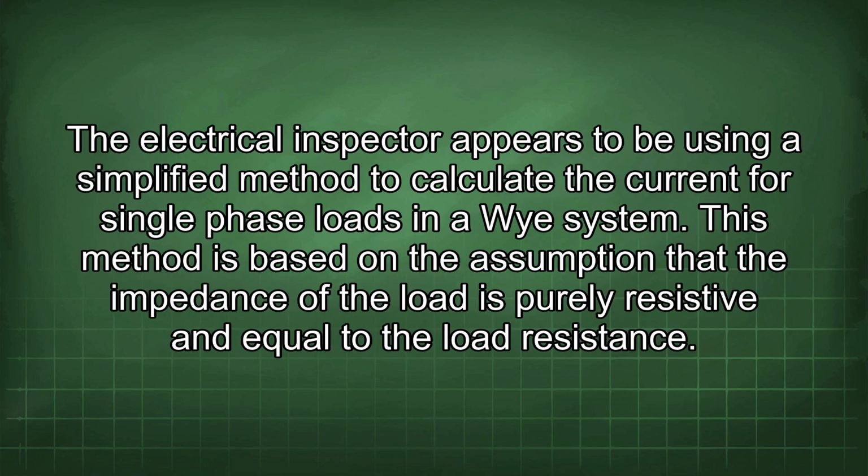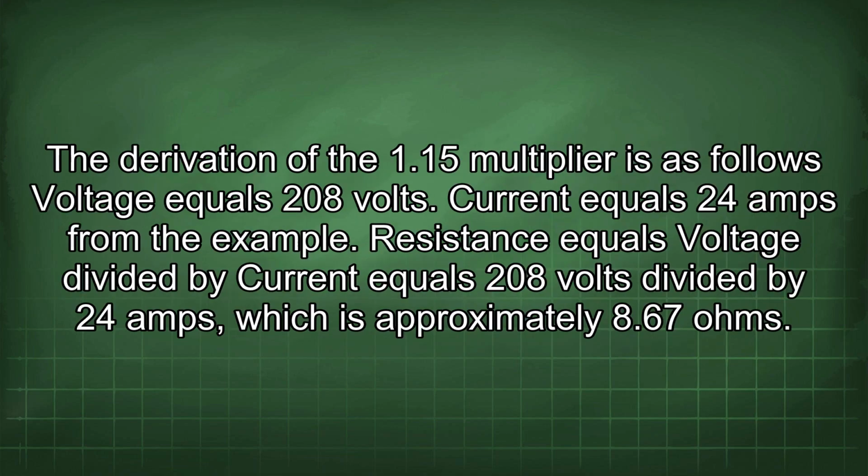The electrical inspector appears to be using a simplified method to calculate the current for single-phase loads in a Y system. This method is based on the assumption that the impedance of the load is purely resistive and equal to the load resistance. The derivation of the 1.15 multiplier is as follows: voltage equals 208 volts. Current equals 24 amps from the example. Resistance equals voltage divided by current equals 208 volts divided by 24 amps, which is approximately 8.67 ohms.